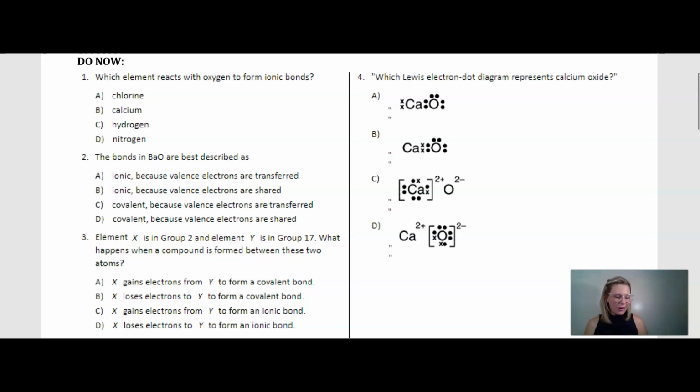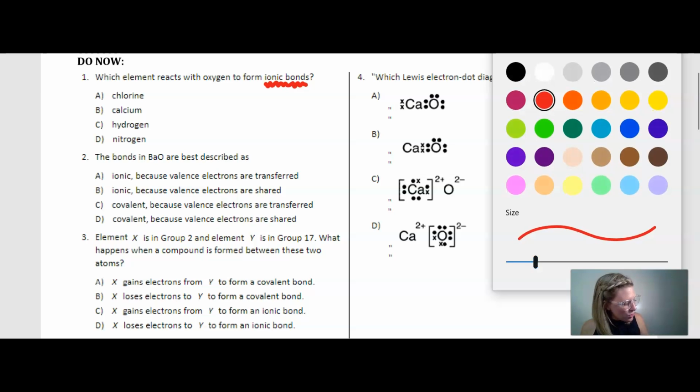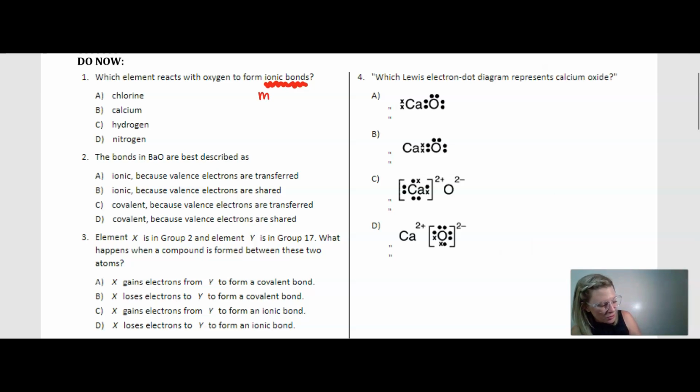So for question number 1, it states, which element reacts with oxygen to form ionic bonds? So we are looking at ionic bonds, and we need to note that an ionic bond, again, is formed between a metal and a nonmetal. Okay, and so we're looking here at which element reacts with oxygen. Oxygen is our nonmetal. And so going from there, we want to take a look and say which of these substances then is a metal.